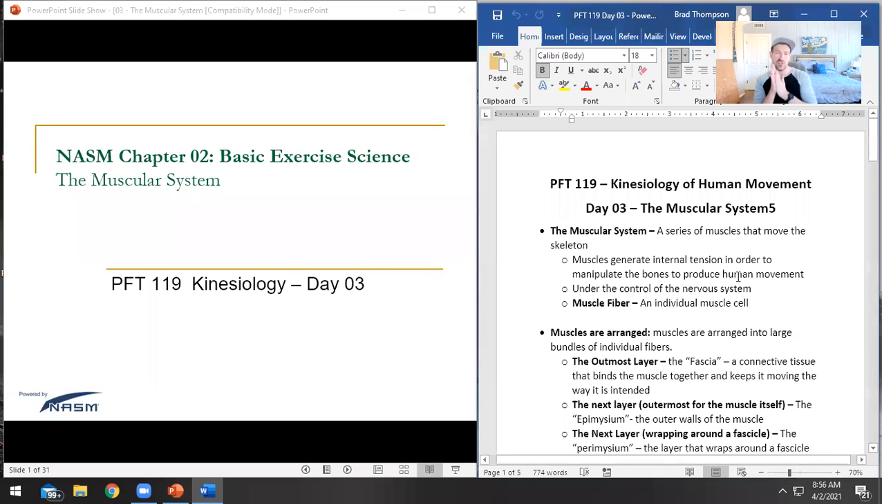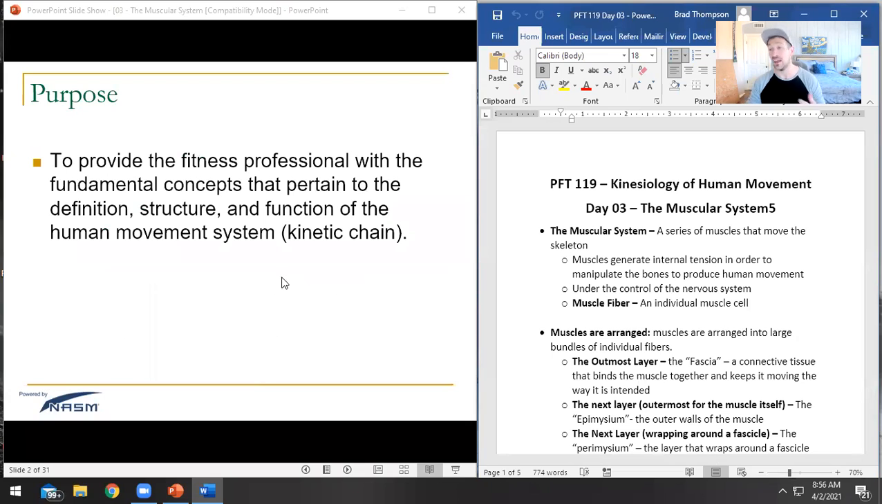All right. Finishing up chapter 2 in your NASM textbook, the basic exercise science chapter. This is the third half of the kinetic chain, right? So we are looking at the muscular system today. And so again, the purpose of this entire last 3 days, the purpose of this series, has been to have a fundamental understanding of the structure of our kinetic chain, right?